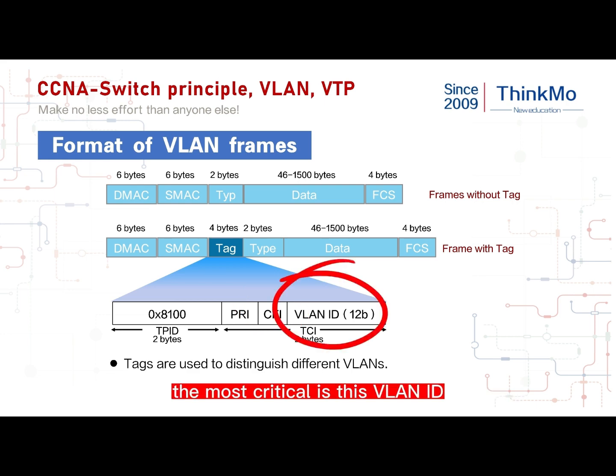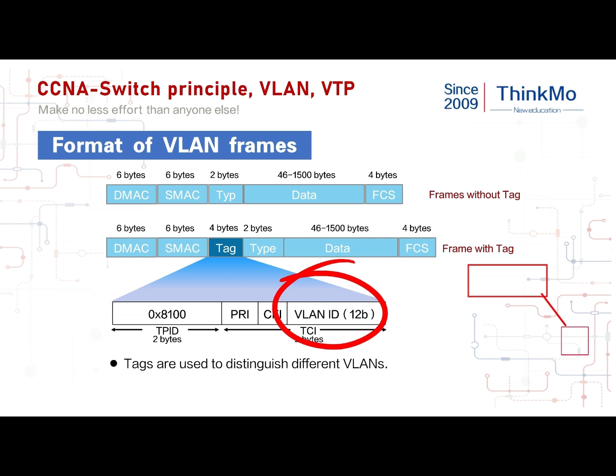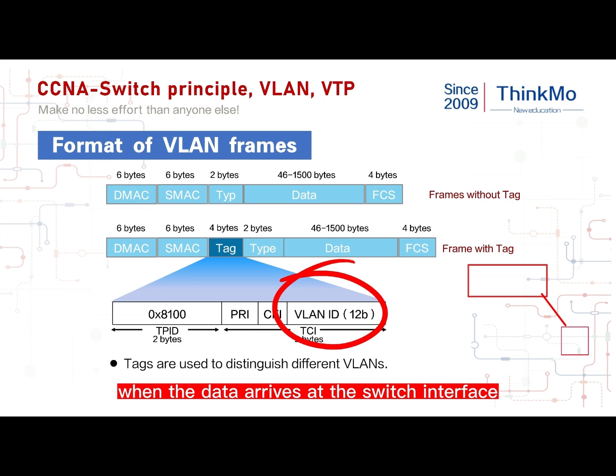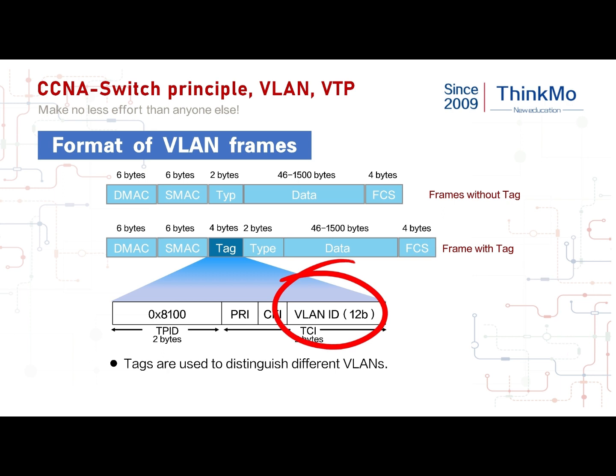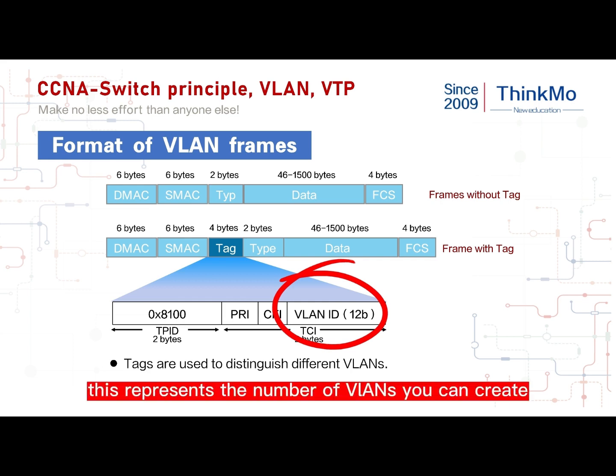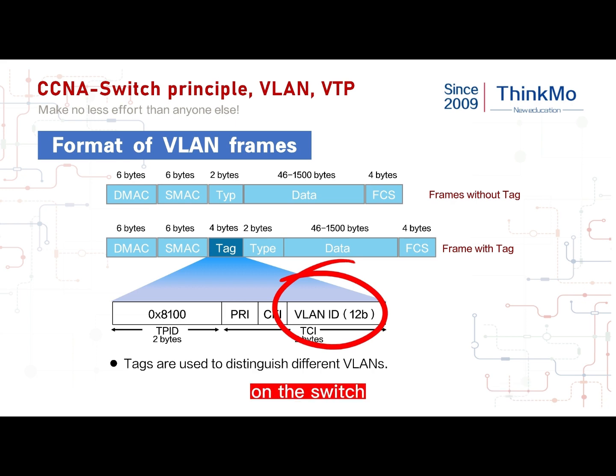The most critical is this VLAN ID. This is the switch. This is a PC. PC sends a data. When the data arrives at the switch interface, the switch will add the VLAN ID. Then there is a 12b written in the VLAN ID. It represents 12 bits. VLAN ID has a range. This represents the number of VLANs you can create on the switch. You divide an interface into a VLAN. A data enters this interface and gets the corresponding VLAN ID.